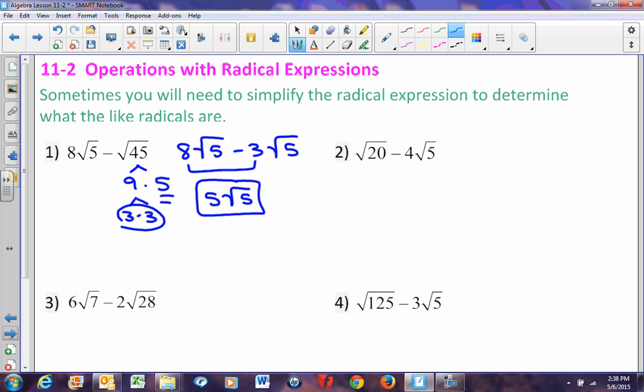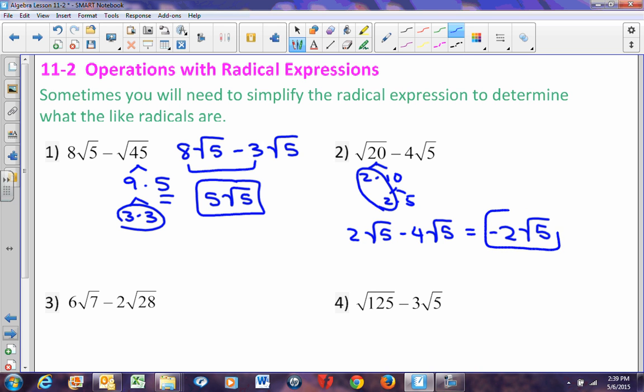The square root of 20 minus 4 square roots of 5. Okay, let's look and see if the square root of 20 will break down. I know it will. This is 2 times 10, which is 2 times 5. So we have 2 square roots of 5 minus 4 square roots of 5, which becomes negative 2 square roots of 5. Because remember, the square root of 5 acts just like a variable would. It's kind of like saying 2x minus 4x would become negative 2x. Here 2 square roots of 5 minus 4 square roots of 5 becomes negative 2 square roots of 5.